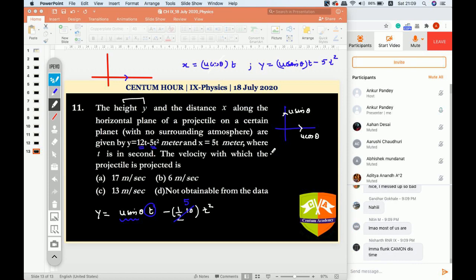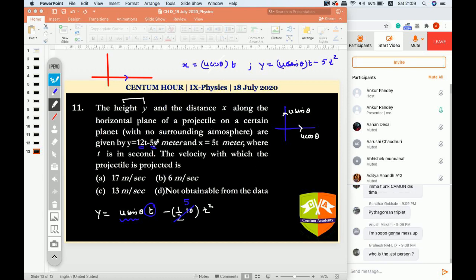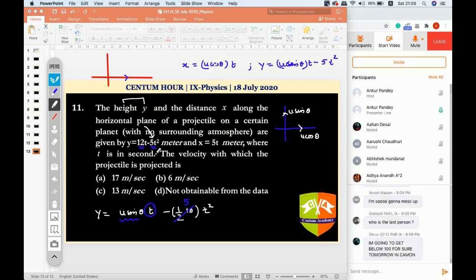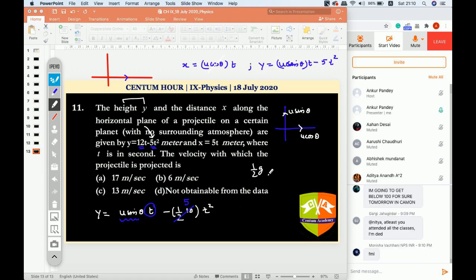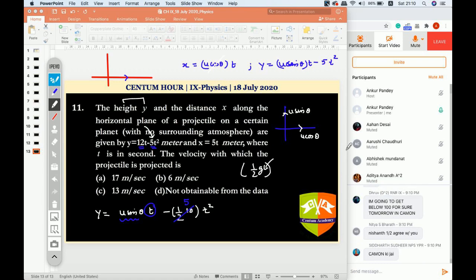Sir, one second. Sir, yes. On a certain planet, we don't know what the g is on a certain planet. Dear, that's the crack, no? That's why this 5 is given. Clear? On a certain planet, half acceleration due to gravity should be there. Coincidentally, you will get, okay, half g. Right or not? It's g for any planet only. For Earth, g is not 10. For Earth, g is 9.8, right? If they will write for Earth, then there's a mess. Okay?